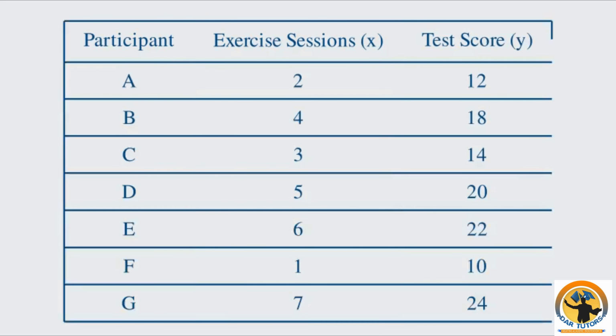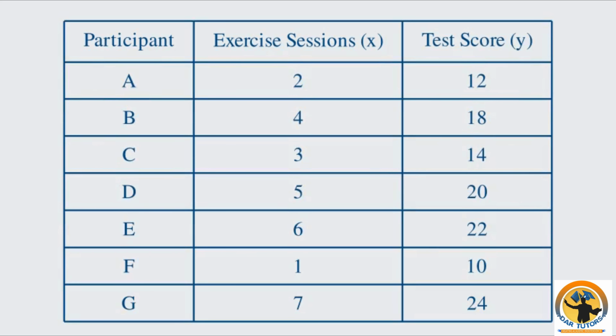Here's the data. For participant A, we have 2 exercise sessions and a test score of 12. For B, 4 sessions and a score of 18, and so on. Our goal is to determine the Spearman's rank correlation coefficient for this data. The first step is to assign ranks to each set of variables. We will create 2 new columns for rank of X and rank of Y.